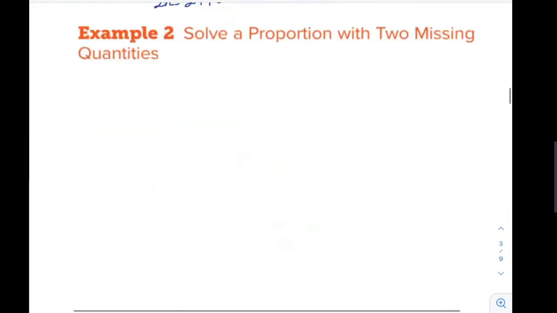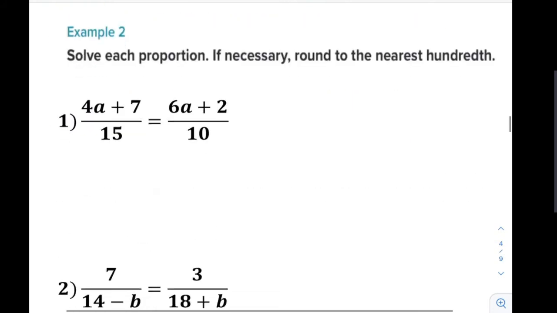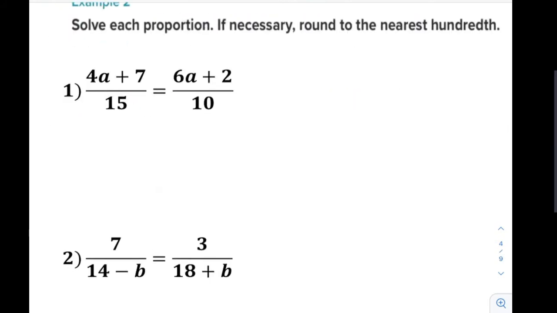Great. Now we are going to solve proportions with two missing quantities. Now we have here the variable appears in both sides, in both ratios. Does it affect our technique? Actually, it does not. We will use the same technique exactly. We will not change our policy.